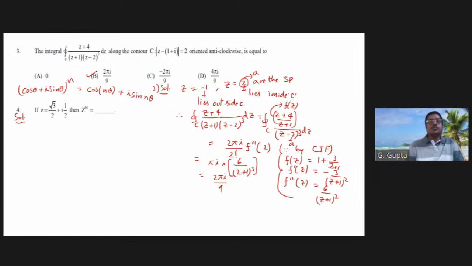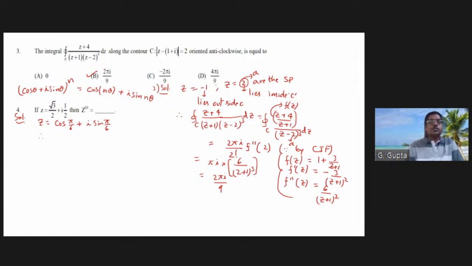So like this, z power 10. First find z square by using a plus b whole square, and then z power 4. By using this direct method of calculation, the problem becomes more tedious, that is a time consuming problem. So express this z in polar coordinates: root 3 by 2 and 1 by 2 are cos theta and sin theta, where the angle is 30 degrees. Cos 30 is root 3 by 2, sin 30 is 1 by 2. So cos pi by 6, that is 30 degrees, pi is 180 degrees, plus I sin pi by 6.